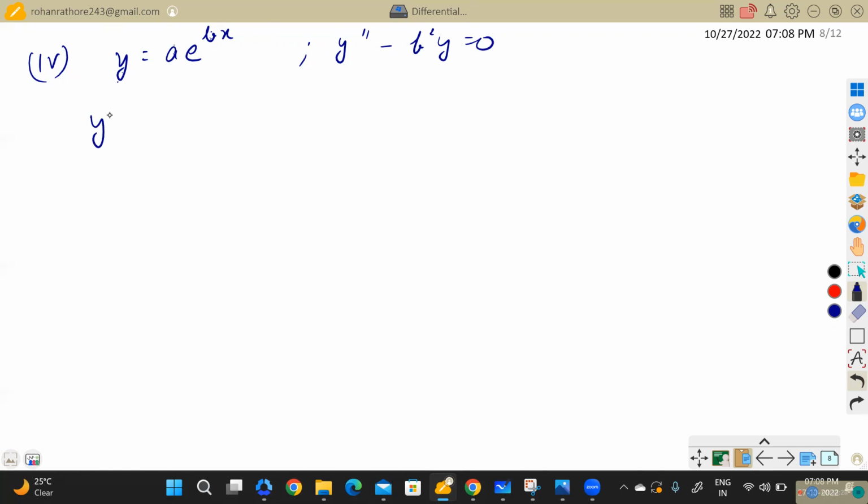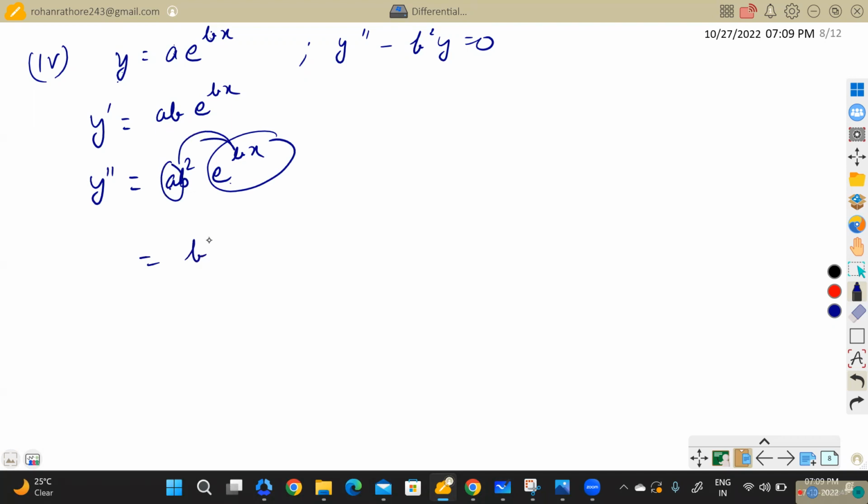Differentiate once. So y dash is a b e raised to the power bx, and y double dash is a b square e raised to the power bx. And what is a e raised to the power bx? It is y. So we get b square y, and this is y double dash minus b square y.